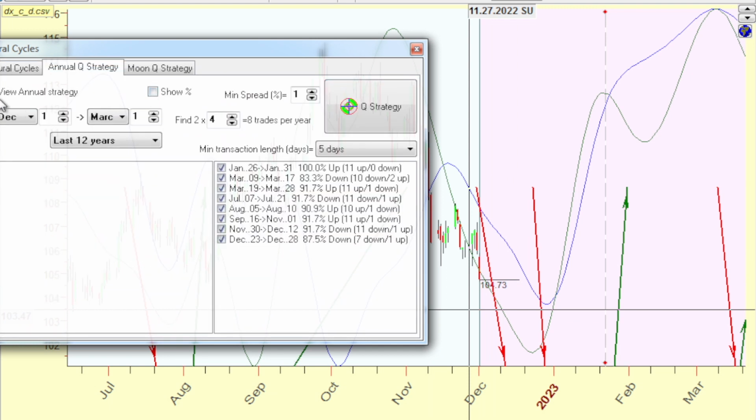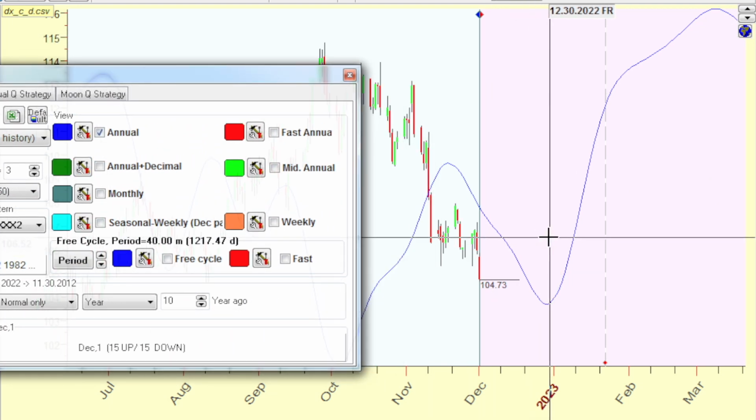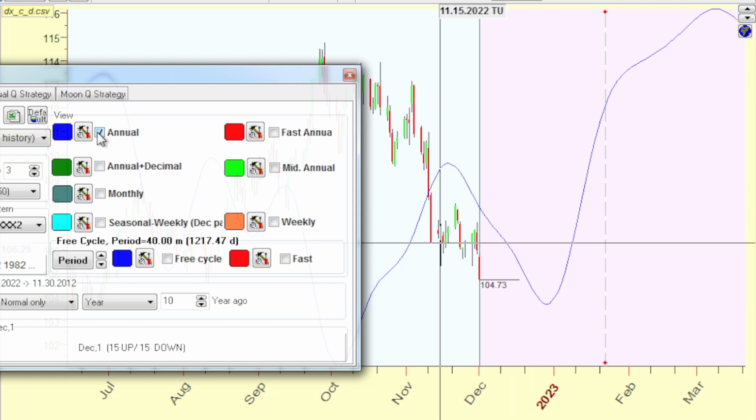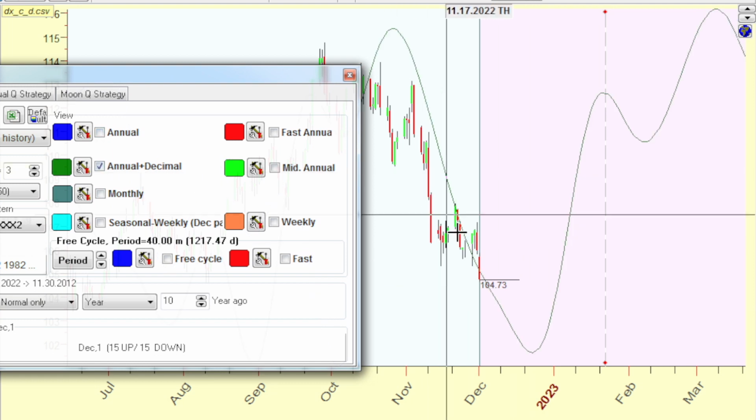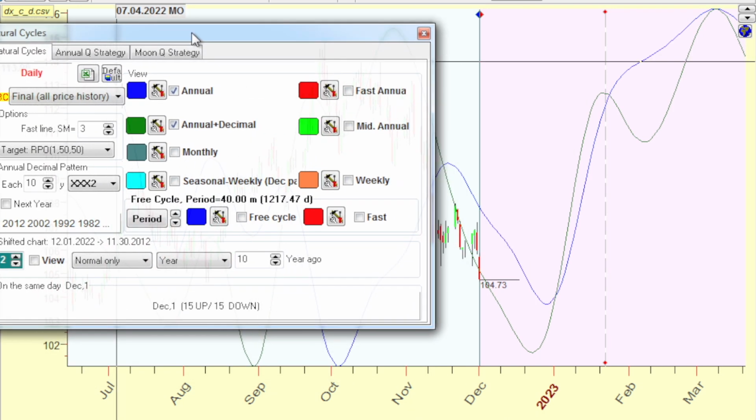I'm going to take that off. I want to show you some things here. So this is the annual cycle, that blue line. That one goes down into December, so last week of December, so that makes sense. The annual and decimal, somewhere around the 21st, pretty much towards the end of the month. It gets very, very, very bearish.